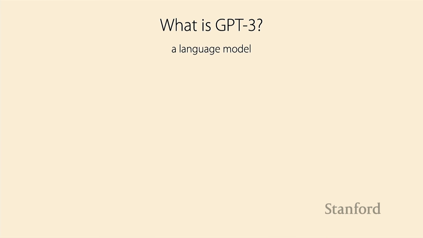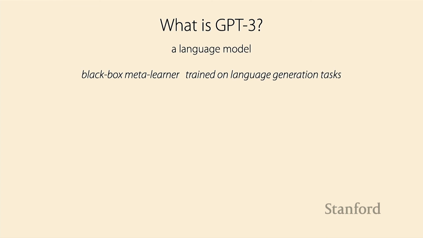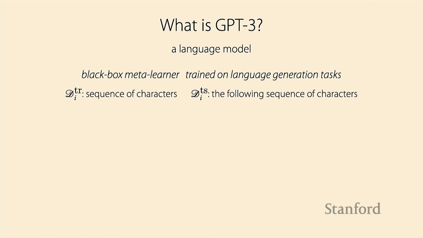So GPT-3 is a language model. You can think of it as a black box meta-learner, or a big RNN, a transformer neural network that's trained on language generation tasks. You could think of it as where D train corresponds to a sequence of characters, and D test corresponds to the following sequence of characters. So D train is what the language model is being conditioned on, and D test is what it's being trained to generate.